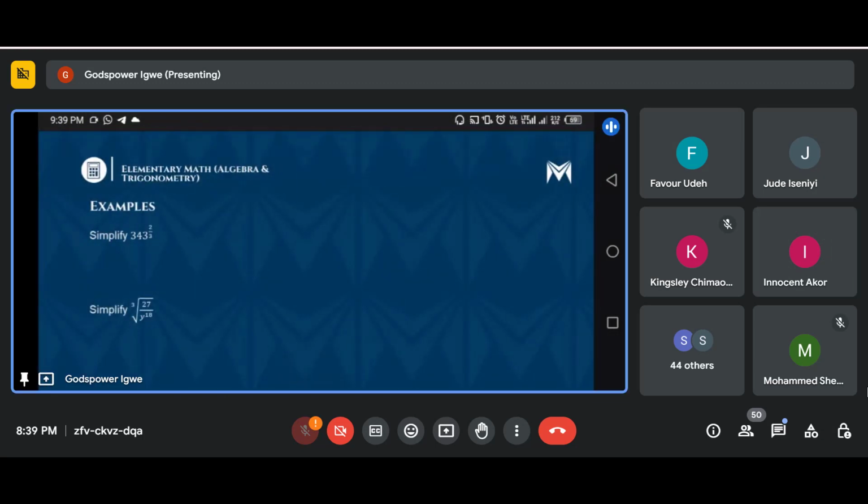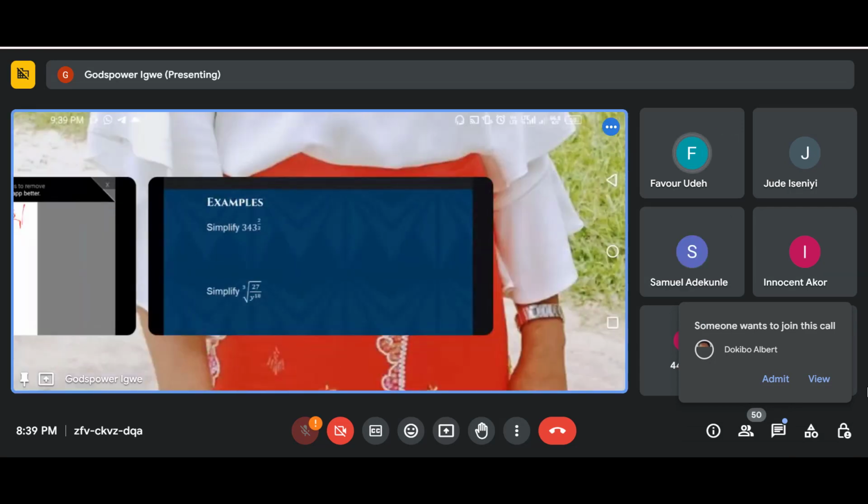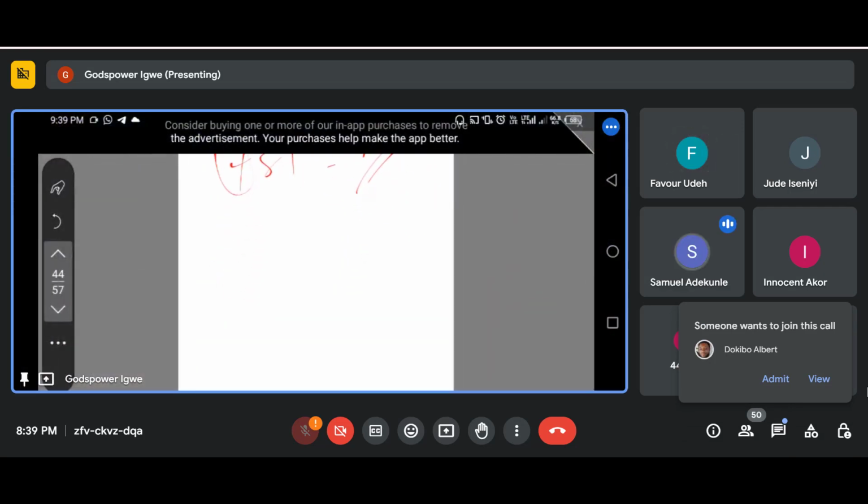So example, they have 3, 4. Somebody give me this. Somebody give me this. 3, 4, 3, 2 over 3. Somebody give me that.